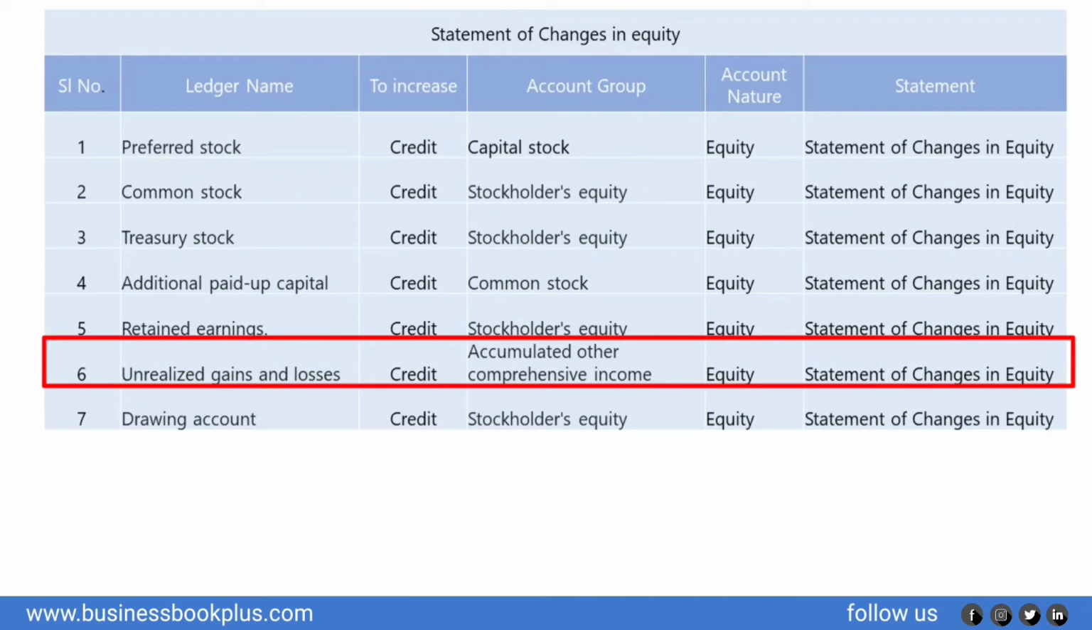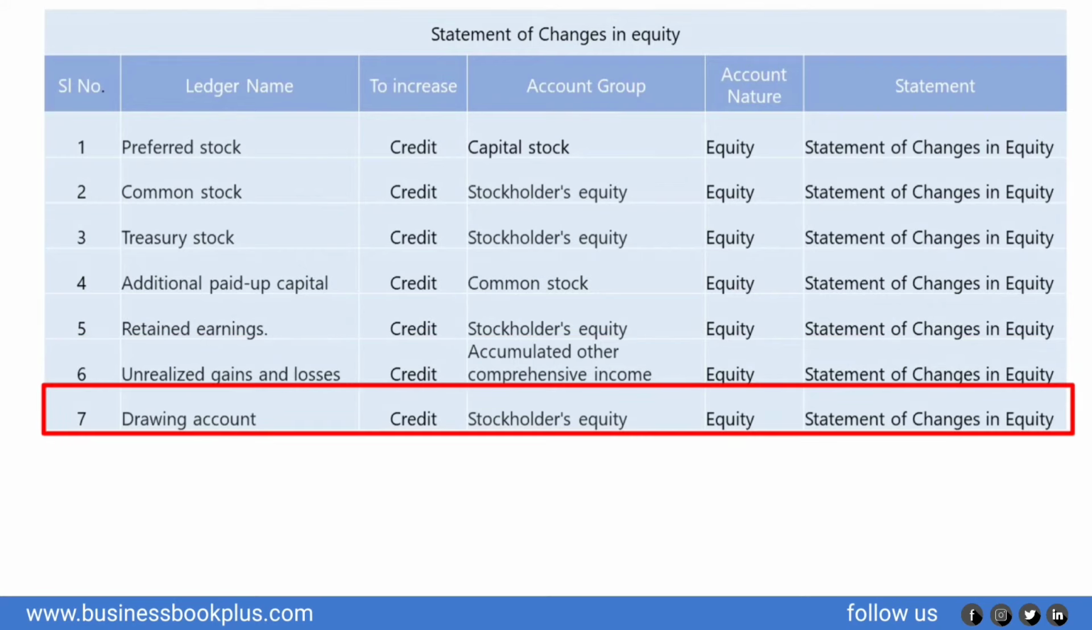Unrealized gains and losses increase with credit. Account group: accumulated other comprehensive income. Account nature: equity. Affects the statement of changes in equity. Drawing account increases when credited. Account group: shareholders' equity. Account nature: equity. Affects the statement of changes in equity.